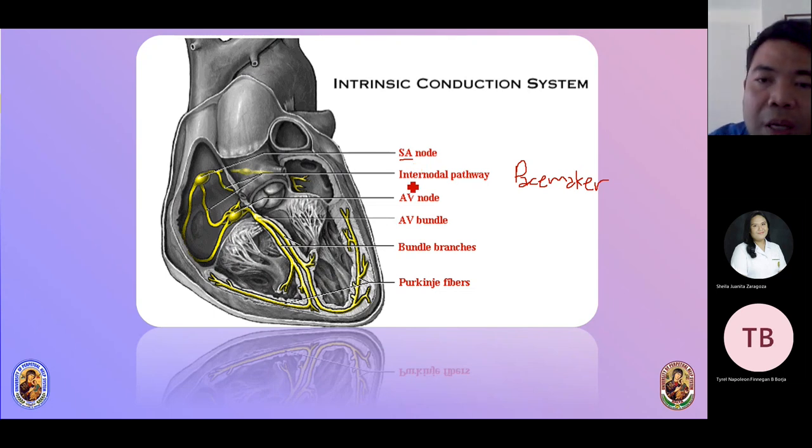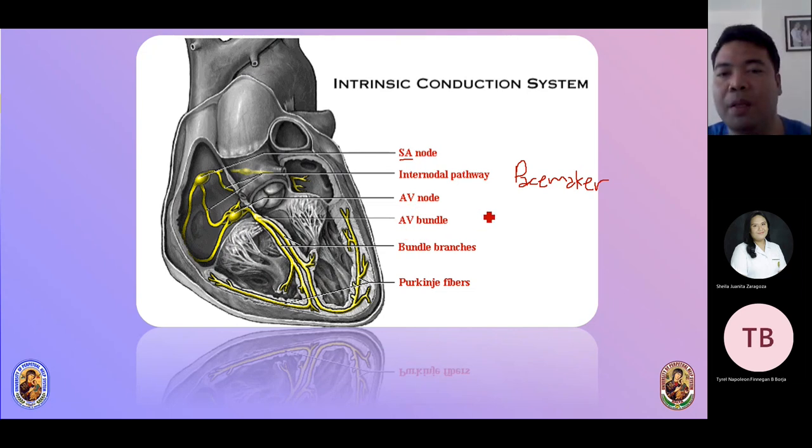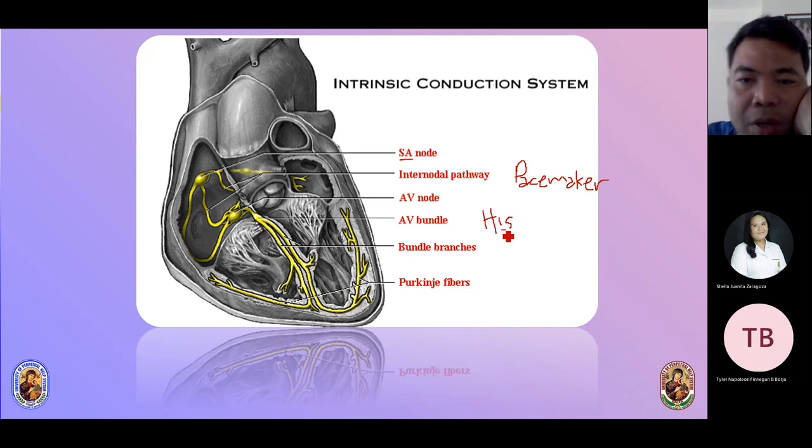Then you have your internodal pathway. Then you have your AV node, which stands for atrioventricular node. Then you have your AV bundle, also known as the bundle of His. I think this is a name. Then you have your left and right bundle branches. And the last part of the conduction system are your Purkinje fibers. So SA node, internodal pathway, AV node, AV bundle, bundle branches, and the Purkinje fibers.